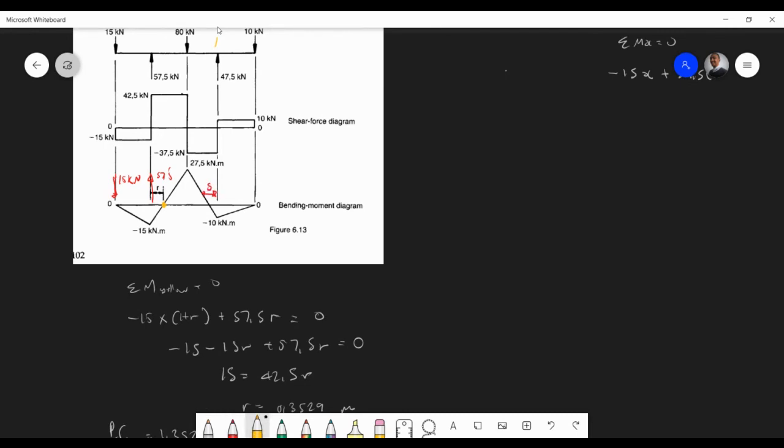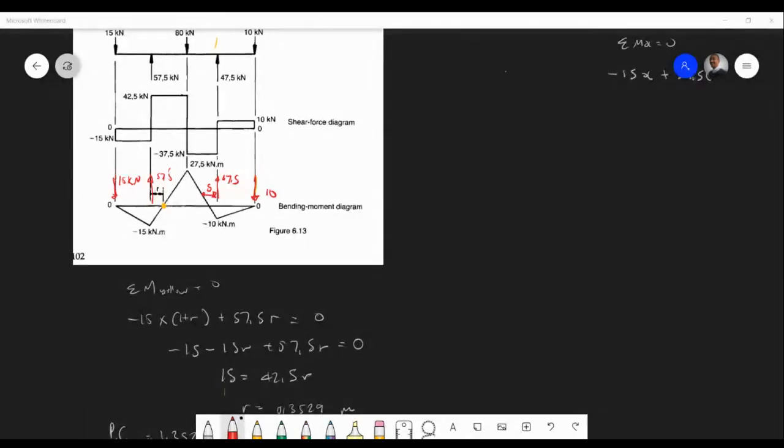So now what you want to do is take moments at that particular point. Again, it's nearly the same setup. We've got 10, and then we have 47.5. I'm going to give you guys 3 minutes to do that quickly, and then find out that distance.